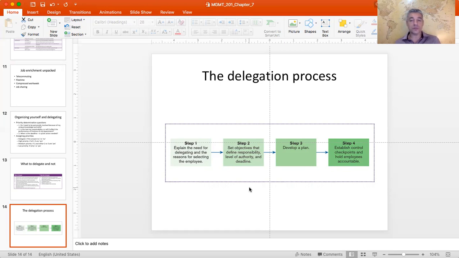Again, it's not enough to just establish the deadline at step two. You have to set up the control process so that there's feedback, there's awareness of what's going on, and there's an opportunity for you to respond if something is not done right, if something requires your input, if the person that you've delegated the task to is maybe not up to the task. So you need to replace the person or take over the project yourself. So that step is absolutely critical. You remember that control is one of the key management functions. So establishing control checkpoints and holding employees accountable is what really makes the delegation process work.